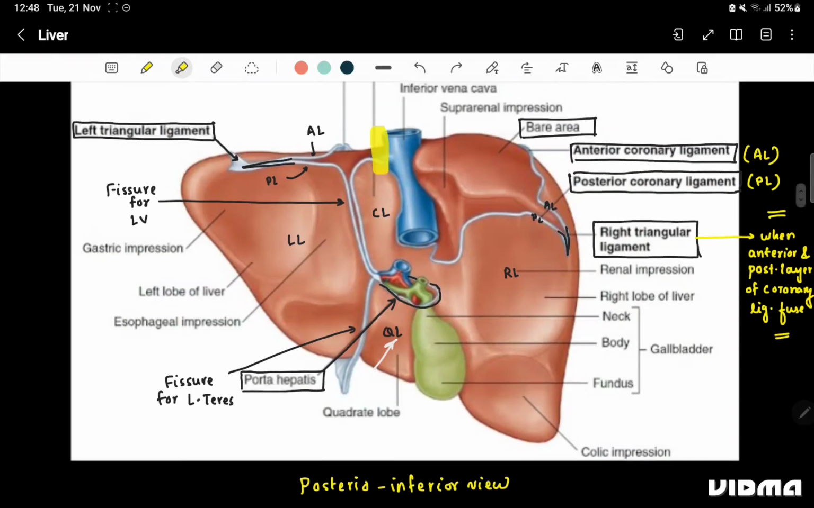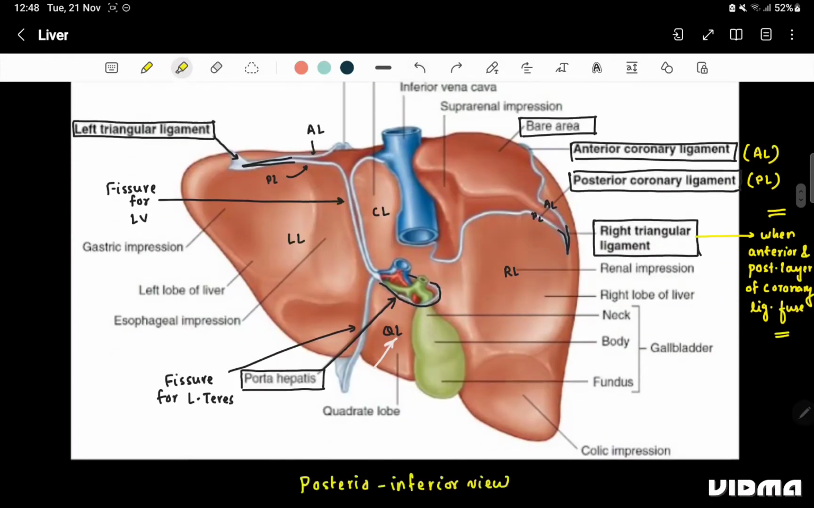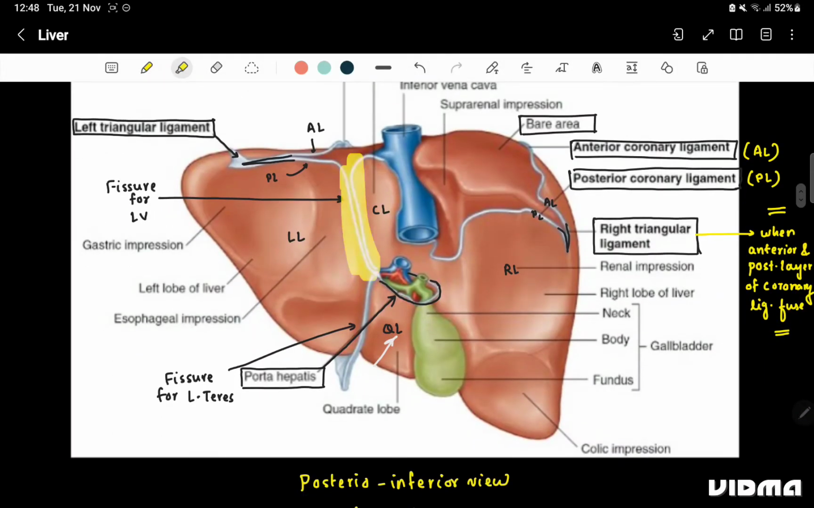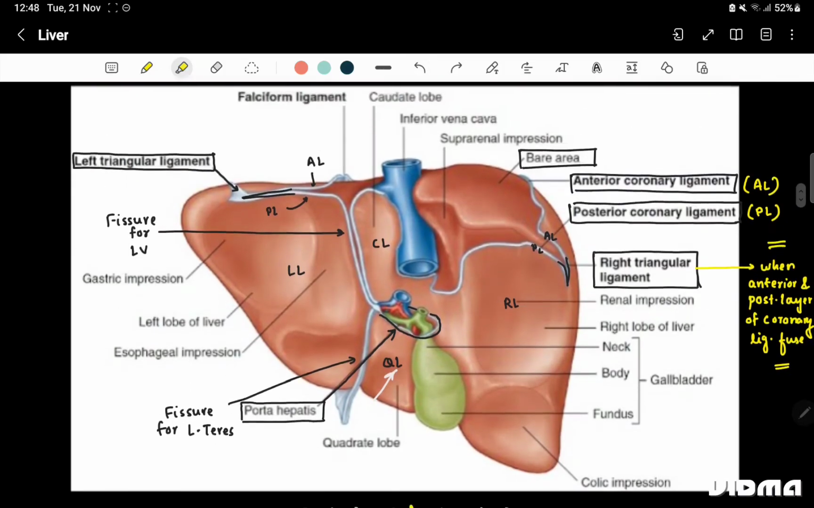Gallbladder is present here. This is the fossa for the IVC, where the IVC is present. And you can see a falciform ligament lying here. This is a fissure, okay, this is a fissure for your ligamentum venosum. Okay, and we have our porta hepatis. This part is the porta hepatis, this part is the fossa hepatis, and this is a fissure for your ligamentum teres. Understood? So this is all about your liver.